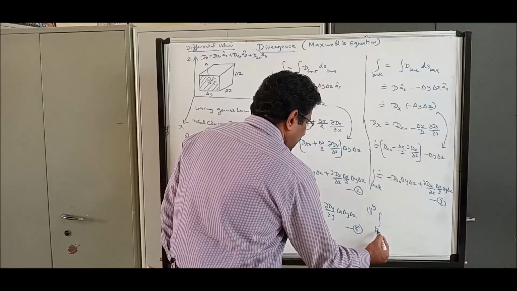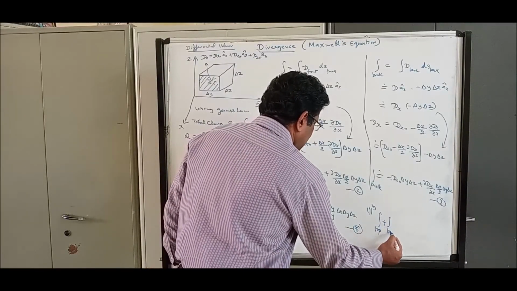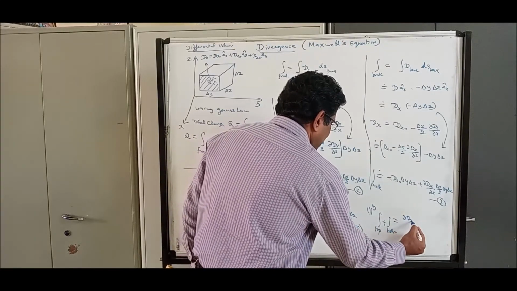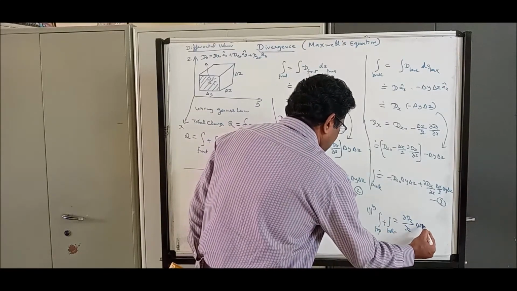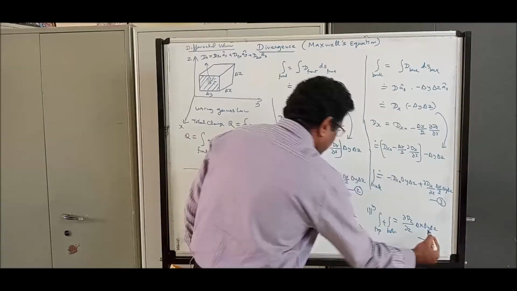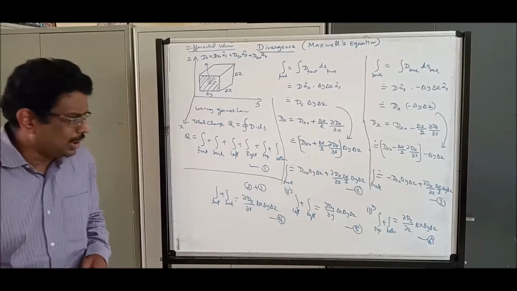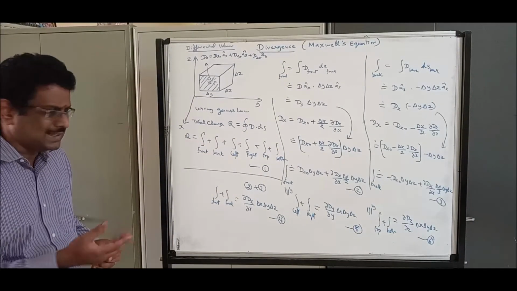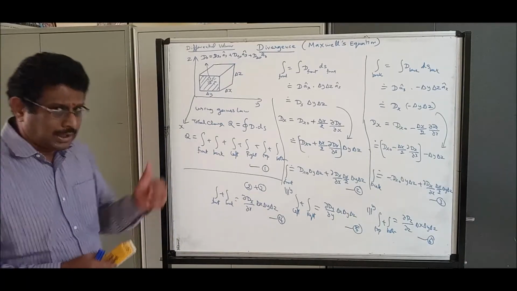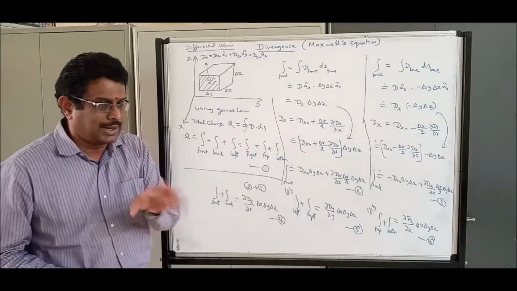Similarly, integration top plus integration bottom is equal to ∂Dz/∂z Δx Δy Δz, equation number 6. Okay, so I need not do the calculation. I can guess similarly all these terms. So please try to recall. Keep a pause and try to copy down.